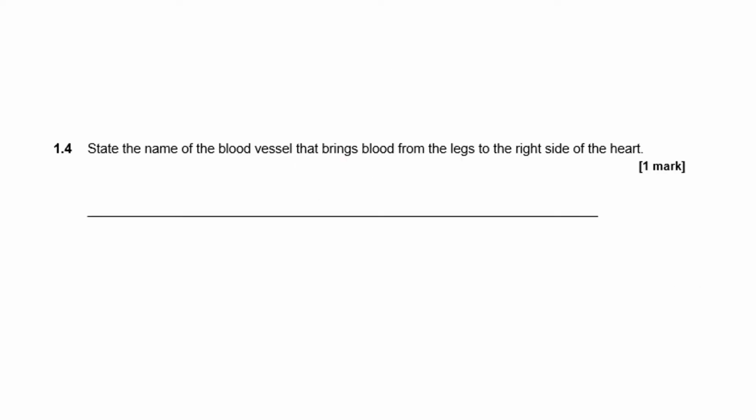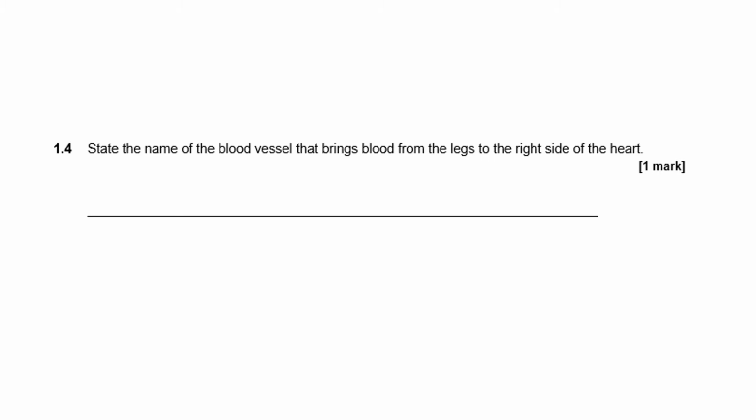Okay, question 1.4. State the name of the blood vessel that brings blood from the legs to the right side of the heart. Now this one, they're giving specific places like legs to try and confuse you. So you need to know from the body where it goes to. So even though it says legs, they could be anywhere from the body apart from the lungs. So state the name of the blood vessel that brings blood from the legs to the heart.